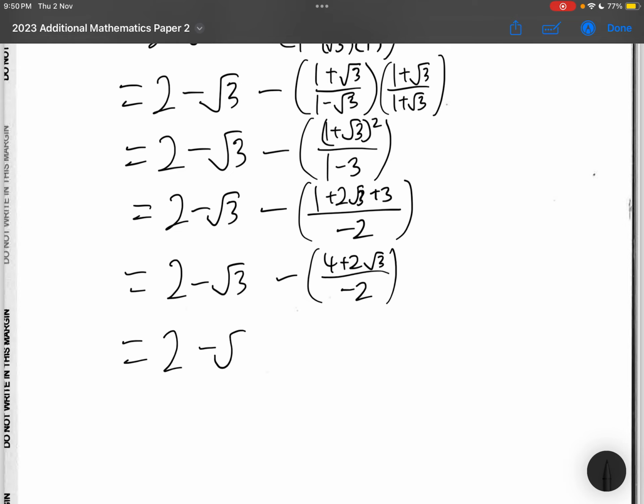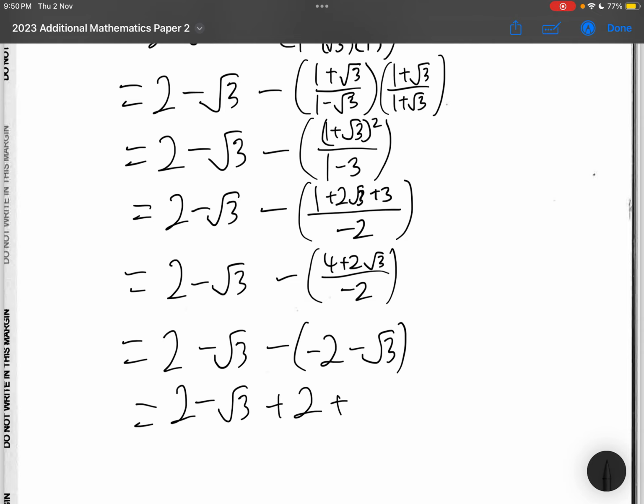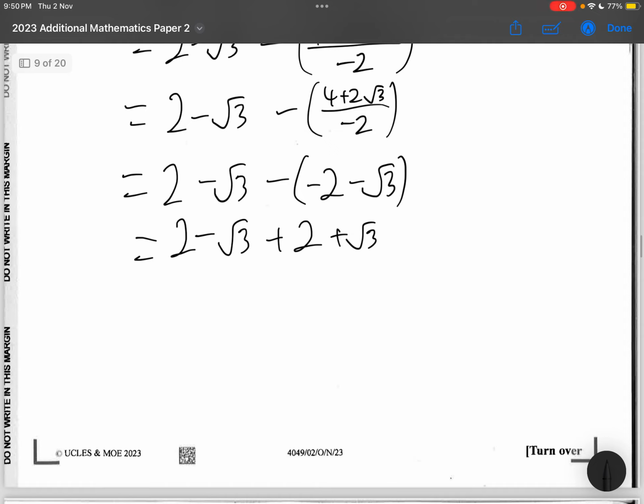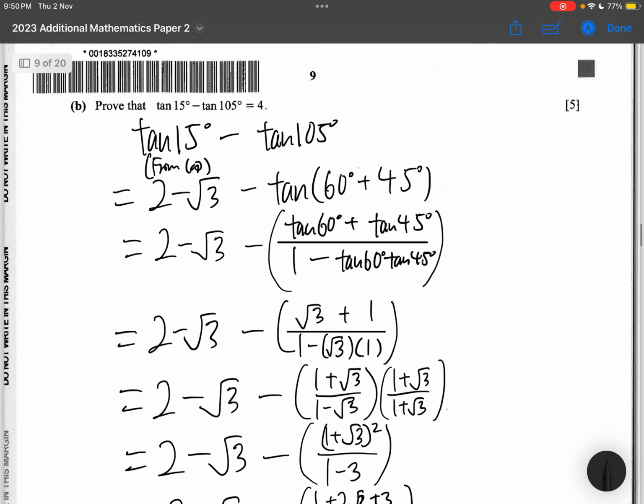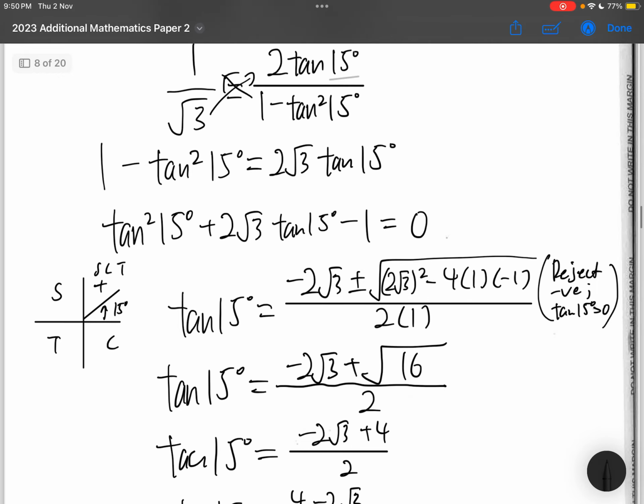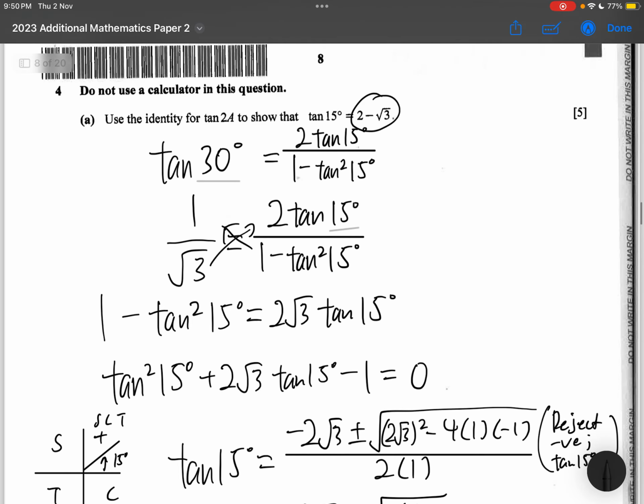I have 2 minus square root 3, minus negative 2 minus square root 3. That is where I can multiply the negative sign in to whatever's in the bracket. So I have 2 minus square root 3 plus 2 plus square root 3. Negative square root 3 and square root 3 cancel each other out. I'll be left with 2 plus 2, which is eventually 4. And I have proven that tangent 15 degrees minus tangent 105 degrees is 4. And this is the trick question for the 2023 paper 2.